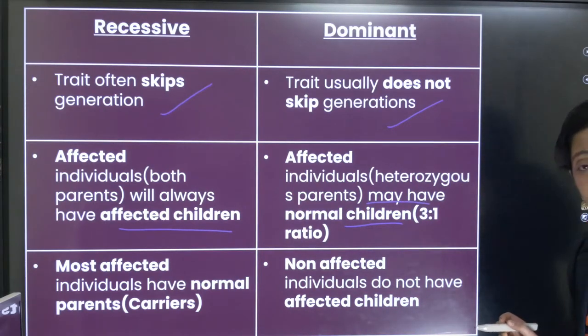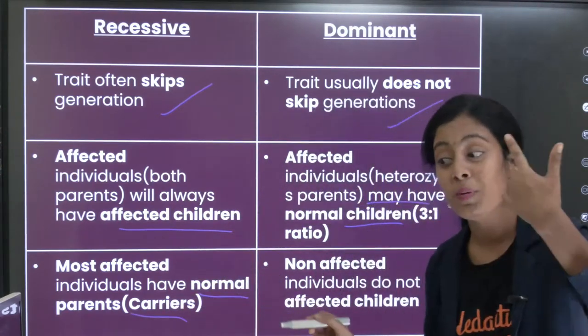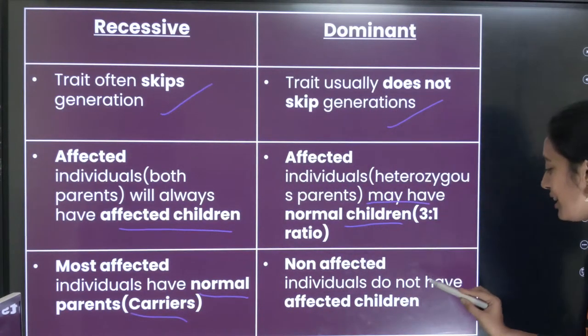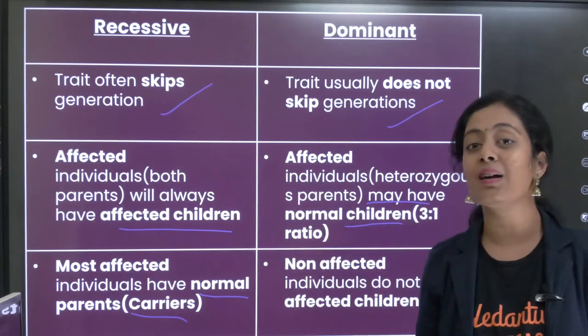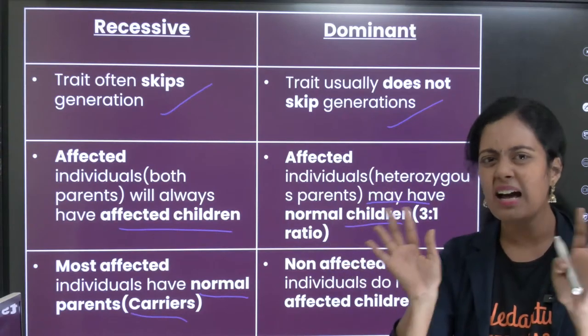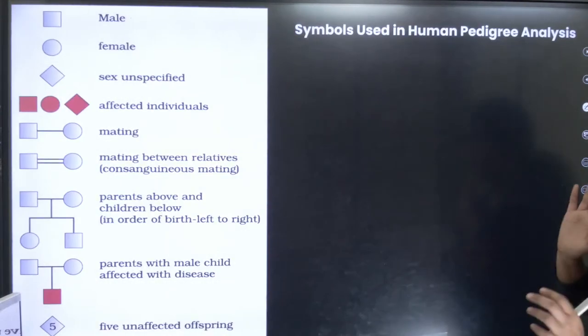Okay, most affected individuals have normal parents because the parents could be carriers. Non-affected individuals do not have affected children. Okay, if one is not affected, their children will not be affected. It is really tricky. Just wait, I'll show you the pedigree and explain everything.